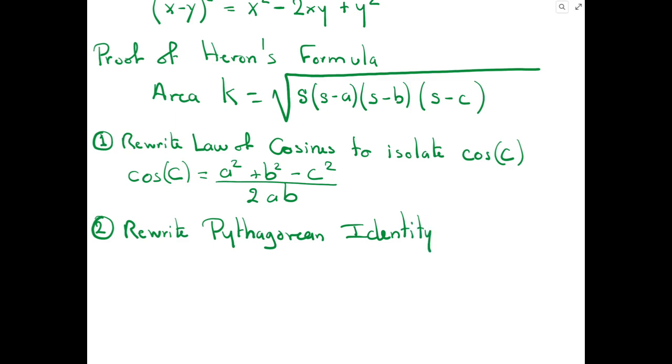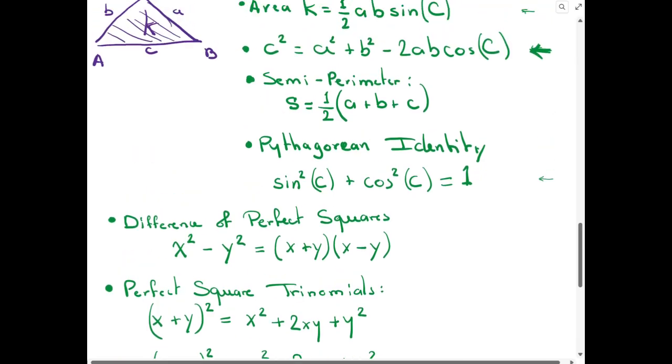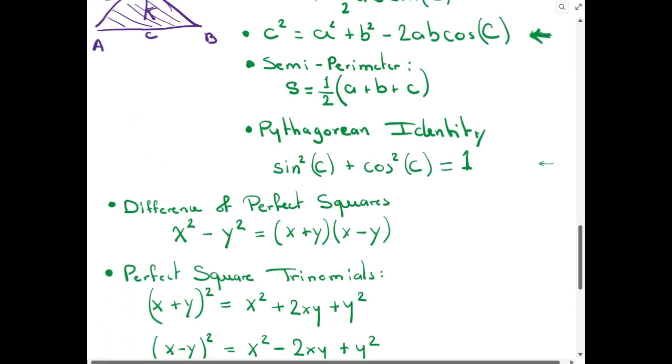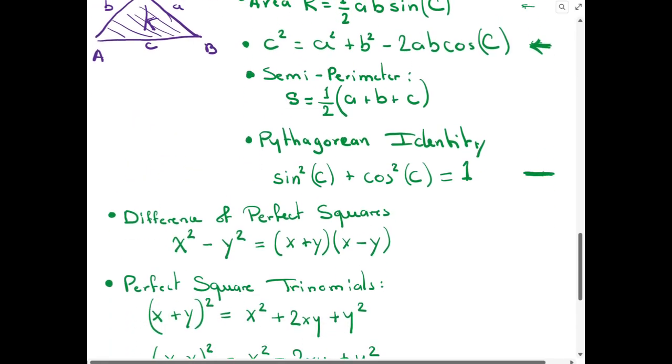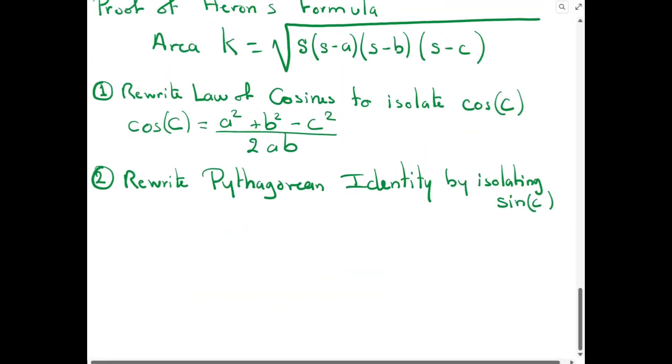And here we want to isolate sine of angle C. Okay, so we're going to go to the Pythagorean identity. We have it right here. You see it. And I want to isolate sine of C. Okay, so here we go.